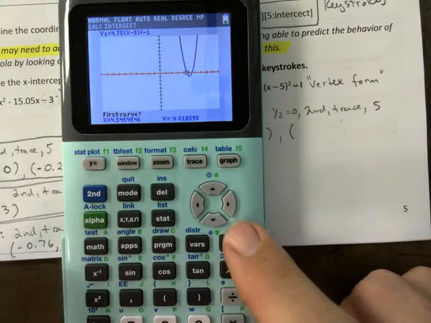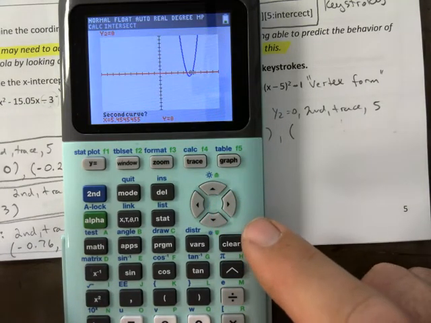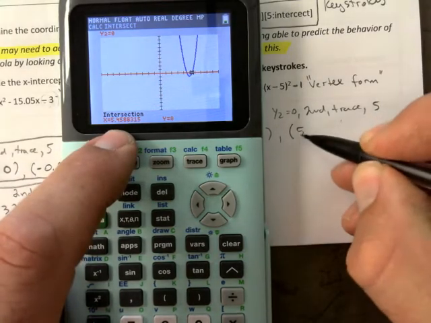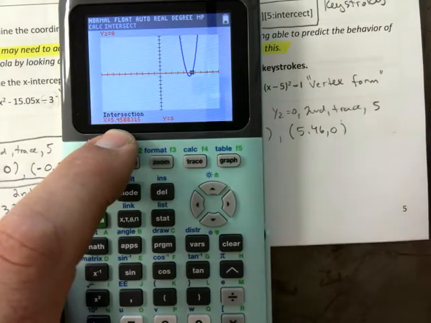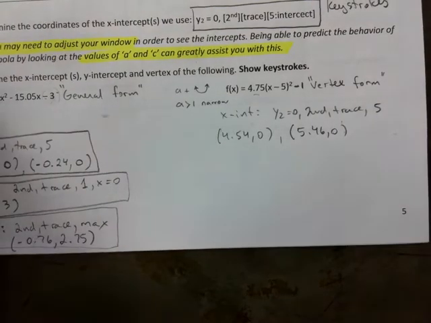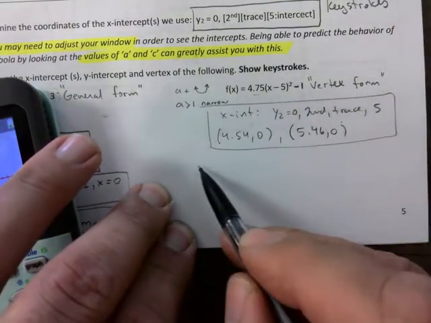Second trace 5. I'm going to go closer to that one. Enter, enter, enter. And so that one is 5.46, comma 0. So there are your X-intercepts. Okay. So that's X-intercepts. What about Y-intercepts?